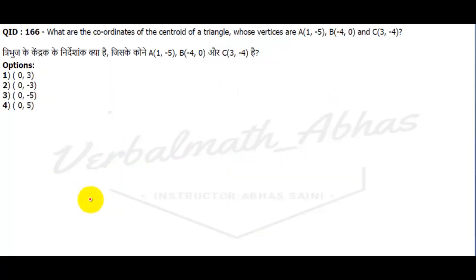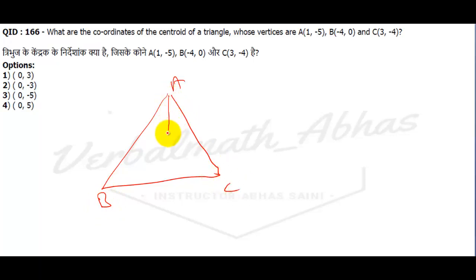Okay. Next question is from coordinate geometry. What are the coordinates of the centroid whose vertices are A, B, and C? So if this is your triangle A, B, and C, let me draw median 1. This is median 2, and this is median 3. Median means which divides the opposite side in 2 equal parts.